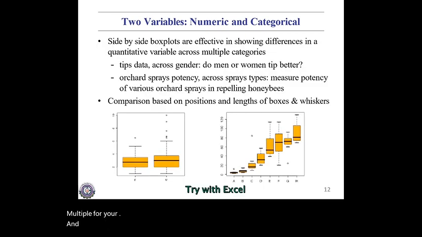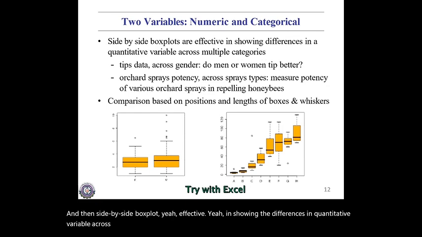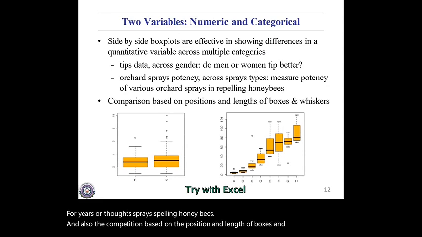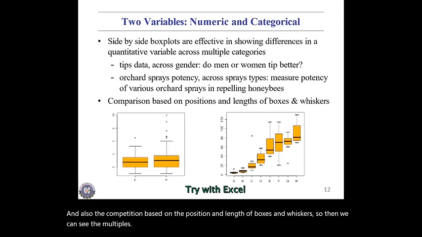Side-by-side box plots are effective in showing the differences in a quantitative variable across multiple categories, for example tips data across gender, or orchard spray potency, measuring the potency of various orchard sprays in killing honeybees, and also the comparison based on the position and length of boxes and whiskers. So then we can see multiple categories in this case.